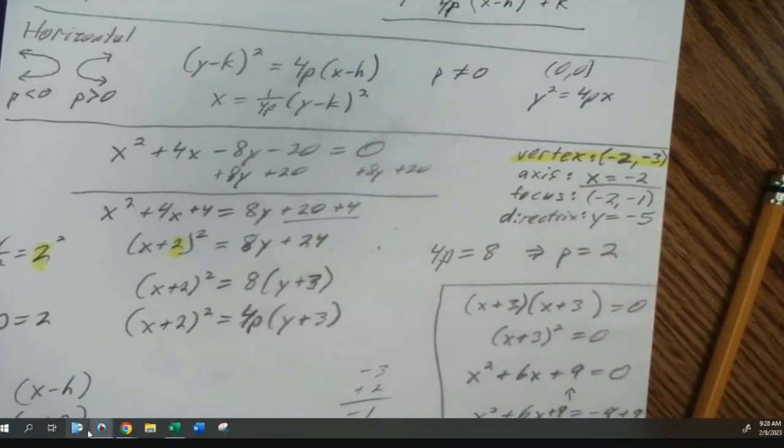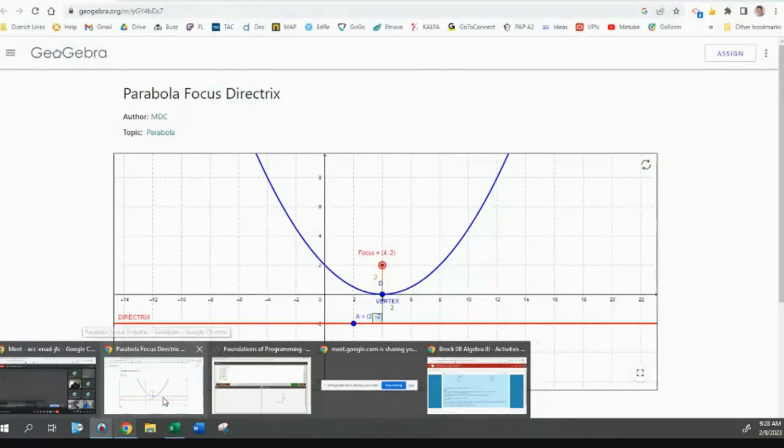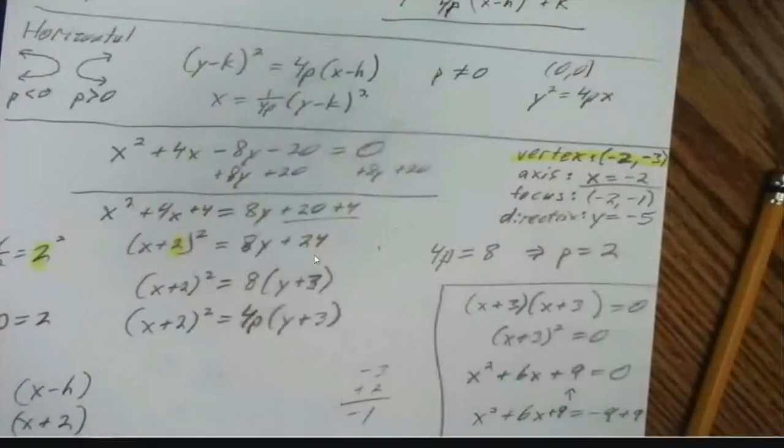Now let's look at a question. So the focus is 2 above the vertex, right? And the directrix is a line, and it is the same distance away from the vertex. It's p distance away, and our p happened to be 2. Okay, so let's throw this on a graph.